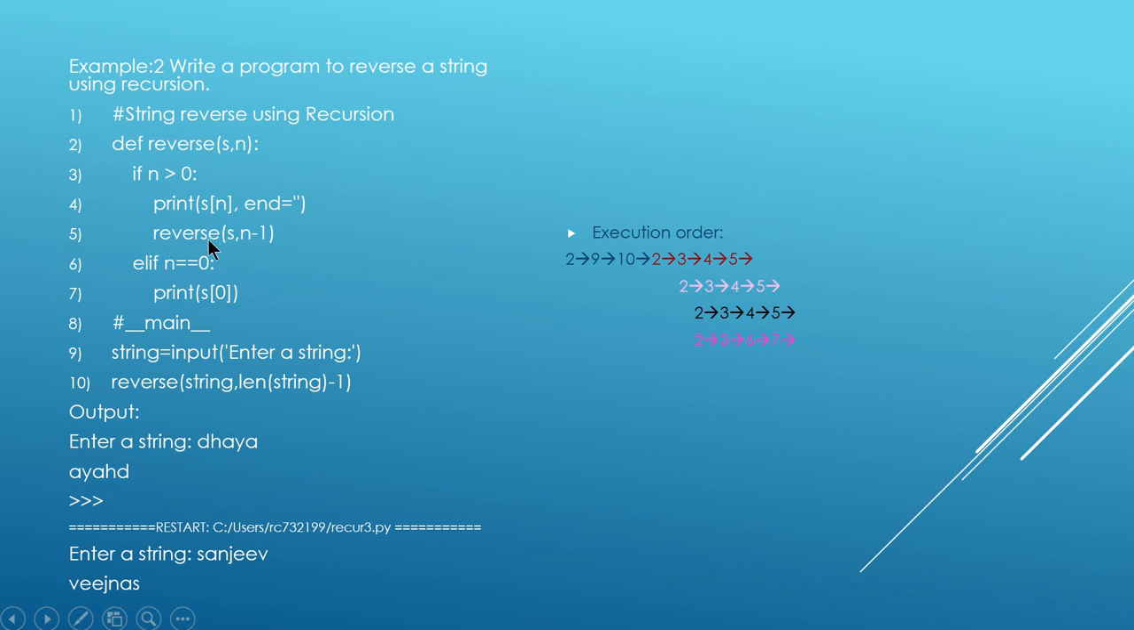So in 5 again there is a function call statement. So from 5 again it will go back to 2, 3, 4, 5, and the value will be decremented. Again it will execute 2, 3, 4, 5. The value will be decremented.